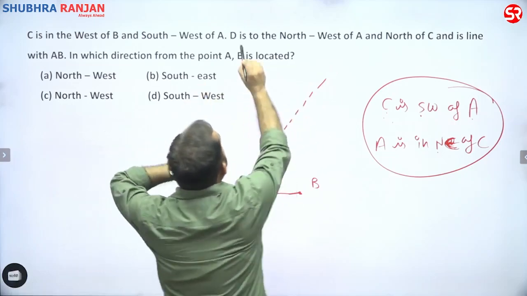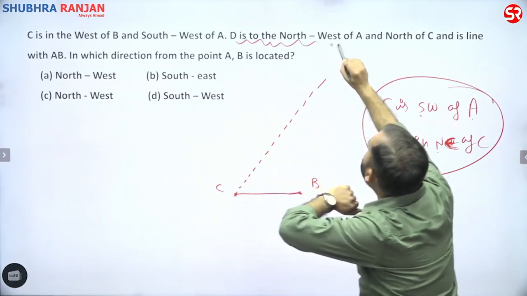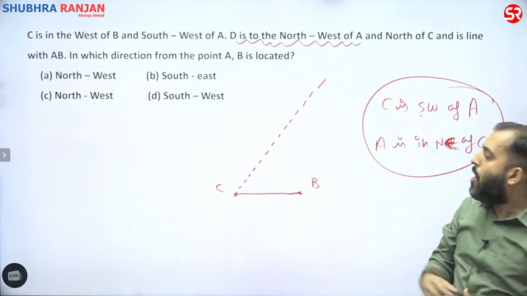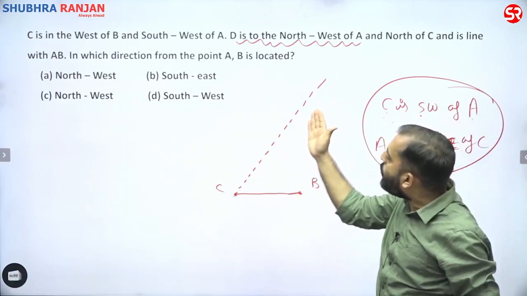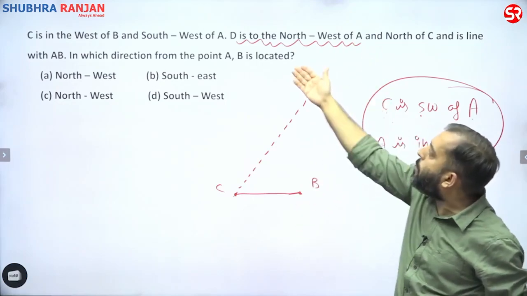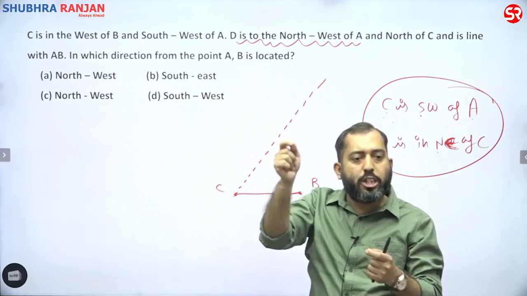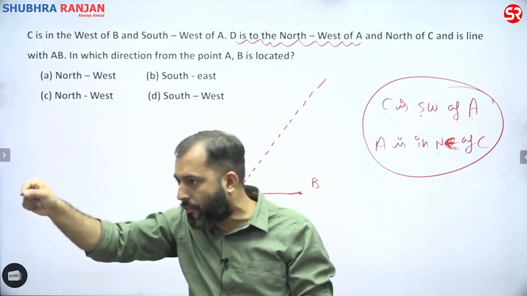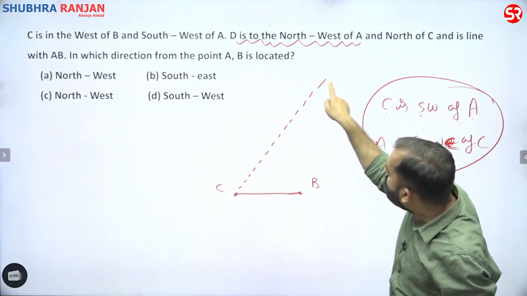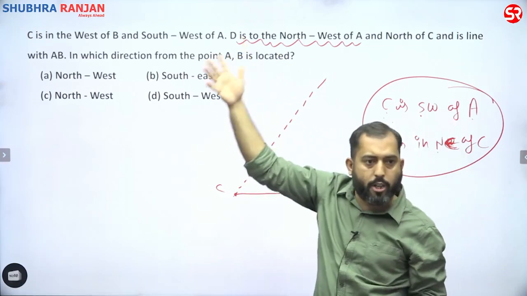The next line, D is to northwest of A. We do not know the fixed position of A, so we cannot draw the position of D also, because the position of D is dependent upon the position of A. I just know one thing, that A will lie somewhere on this line. So once A is fixed, I can fix D also.